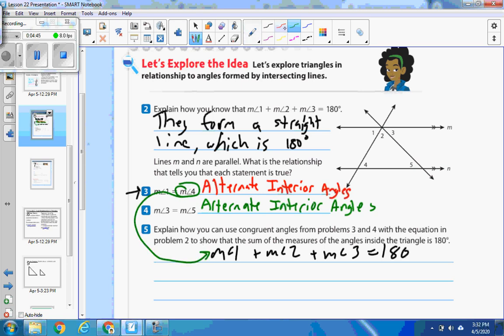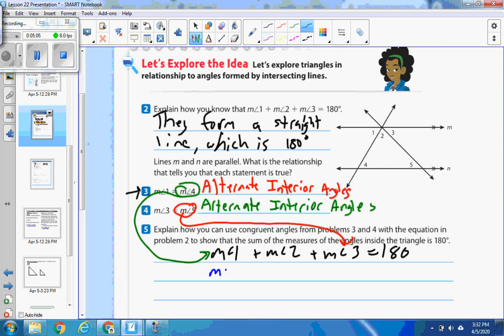And then in the second one, it says 3 is congruent to 5, or the measures are equal to each other. So we can put in 5 in place of 3. Meaning, if I were to write this out then new, I would have, let's see, instead of 1, I'm saying 4.